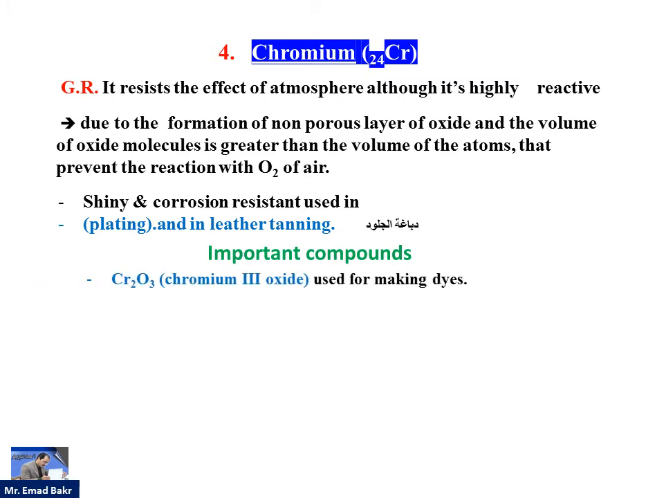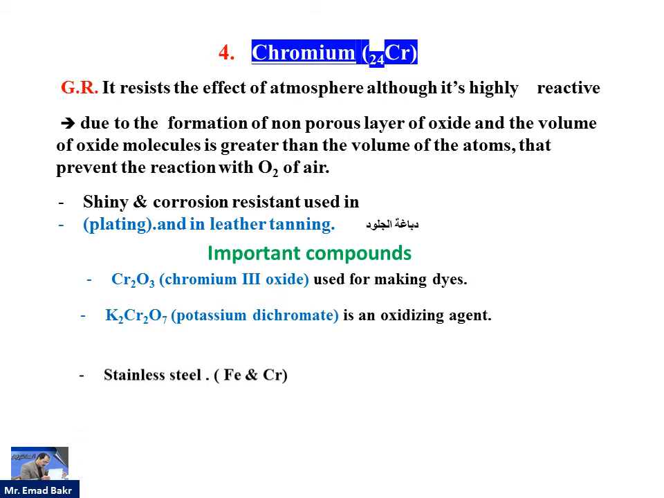Chromium 3 oxide, Cr2O3, used for making dyes. K2Cr2O7, potassium dichromate, is an oxidizing agent. We are going to use it in the organic chapter. It's in stainless steel, iron and chromium. Chromium is added to iron with a certain percentage from 11 to 15% to make stainless steel that resists corrosion. All of us know stainless steel.